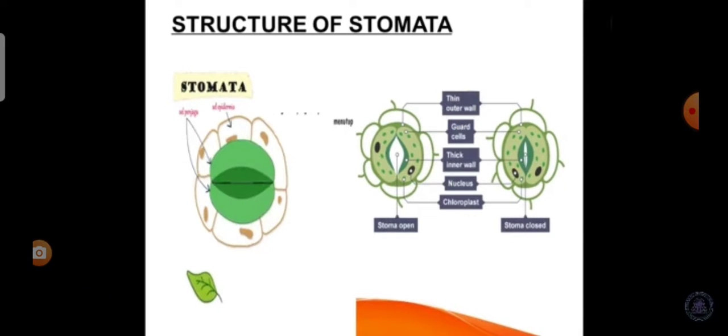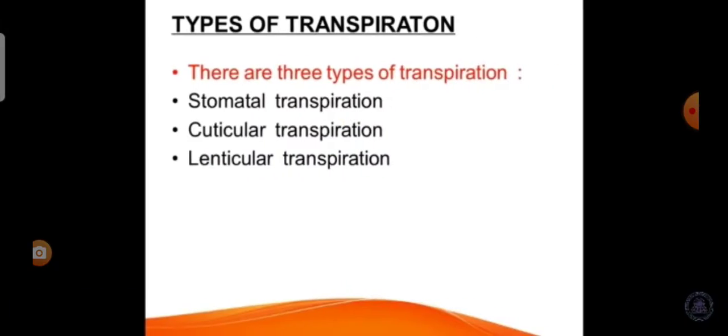Now we see the structure of stomata. Each stoma is surrounded by guard cells. These guard cells help in regulating the rate of transpiration by opening and closing of the stomata. Now the types of transpiration. There are 3 types of transpiration: stomatal transpiration, cuticular transpiration and lenticular transpiration.